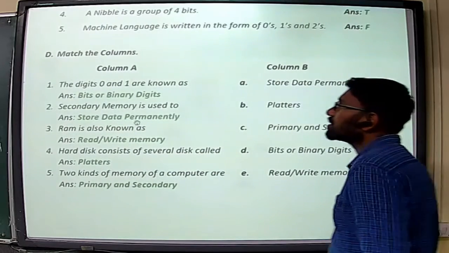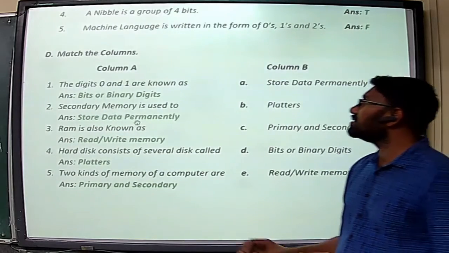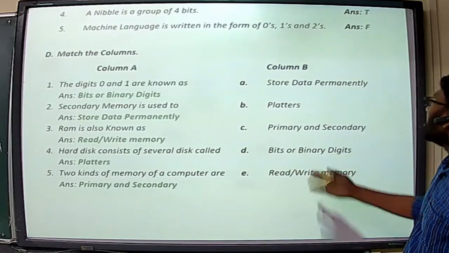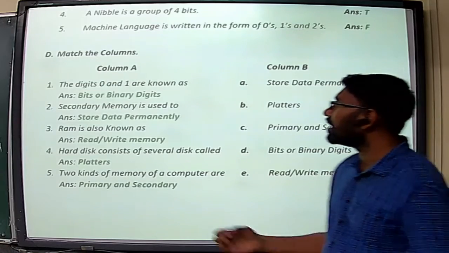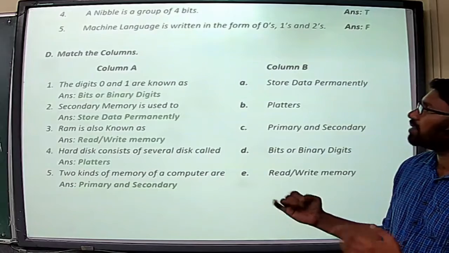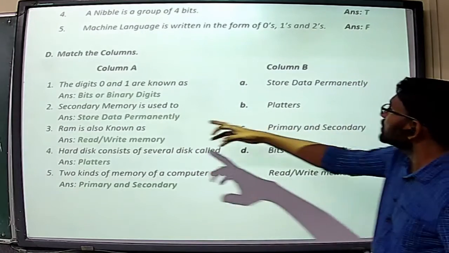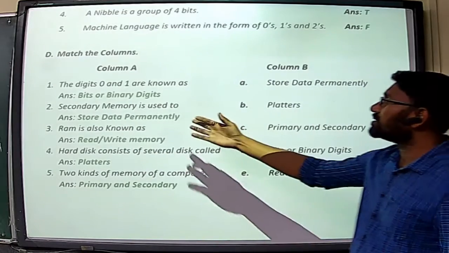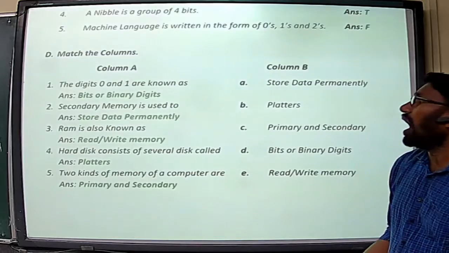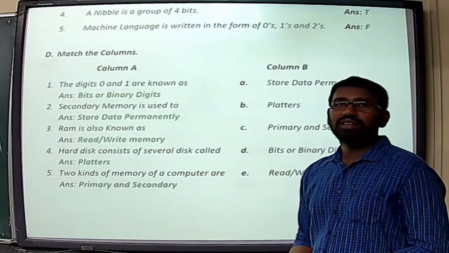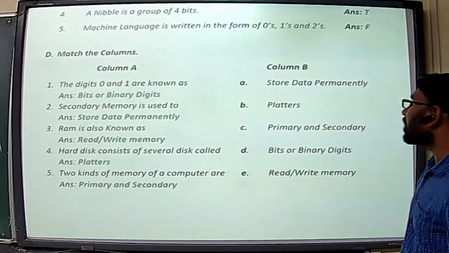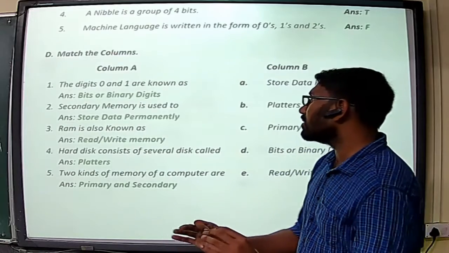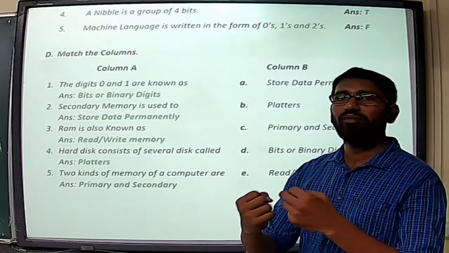Match the columns. The digits 0 and 1 are known as binary digits, is it? We choose option D, bits or binary digits. Secondary memory is used to store the data permanently, is it? We can also choose secondary memory. Hard drive, pen drive, CD, DVD are secondary memory that store data permanently. RAM is also known as read-write memory, is it? So in RAM we can store data for a temporary purpose. We cannot save the data permanently on RAM, is it? Once the power goes, the RAM wipes everything, is it?